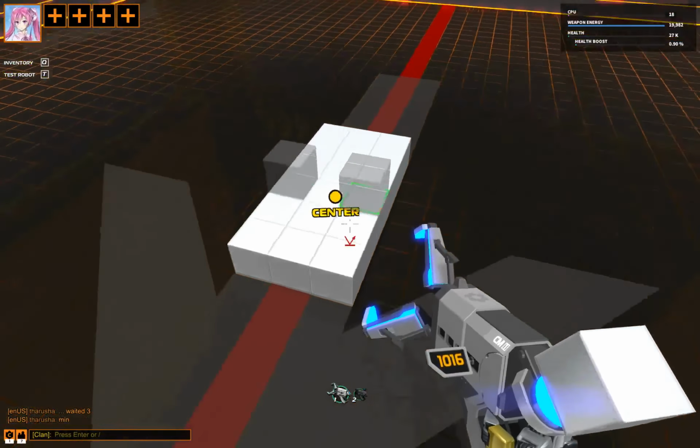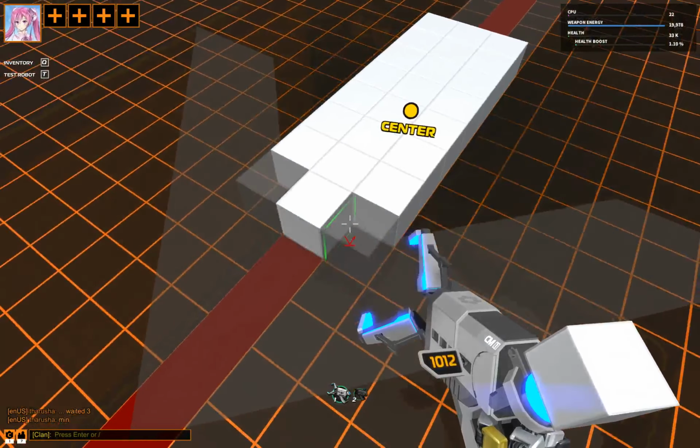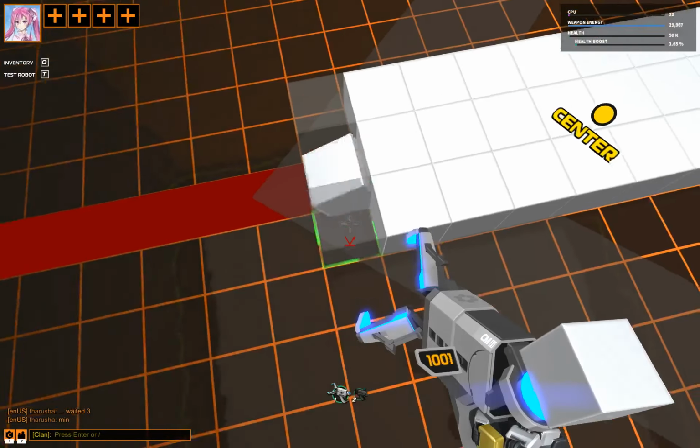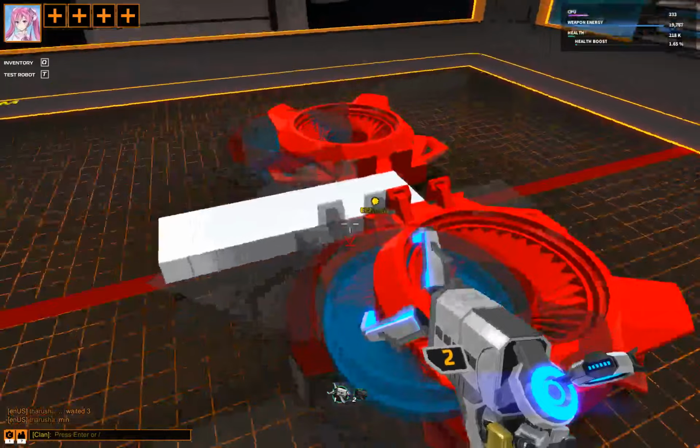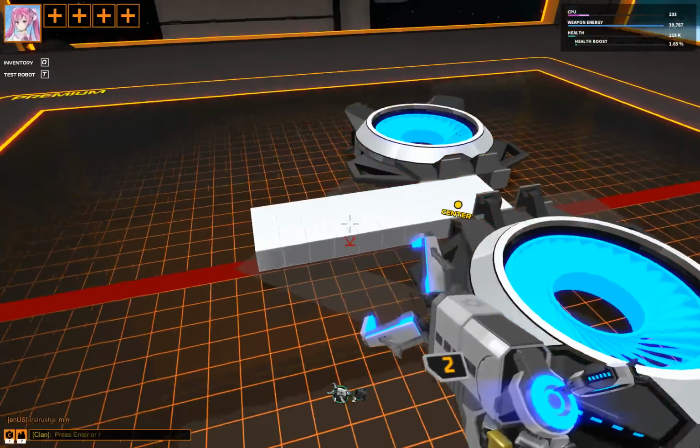Now, next up is weapon energy. The weapon energy bar starts at 20,000 and decreases over time as you add more parts. For example, I'll add a few big parts. These ones have 100 PFLOPs of CPU.